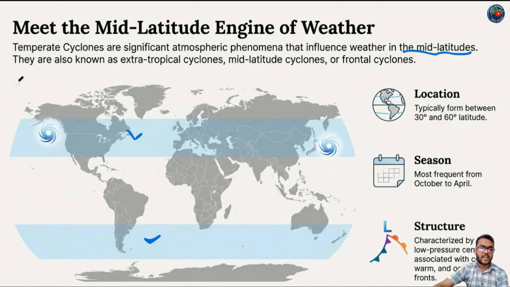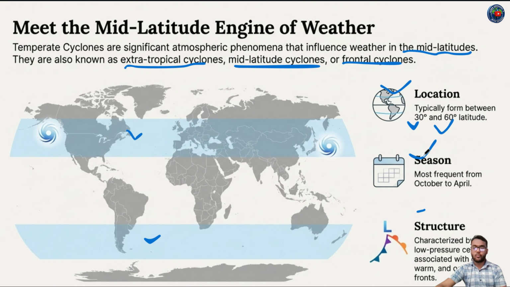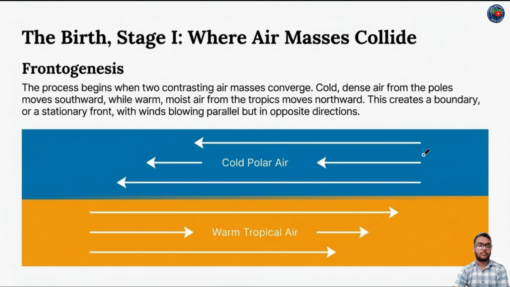They are also known as extratropical cyclones, mid-latitude cyclones, or frontal cyclones. Location: typically between 30 degrees and 60 degrees latitude in both hemispheres, and the season is most frequent from October to April. The structure is characterized by a low pressure center associated with cold, warm and occluded fronts.